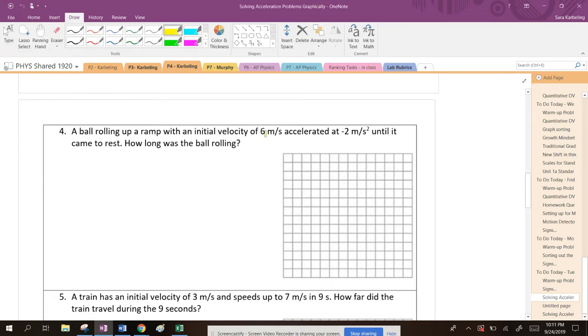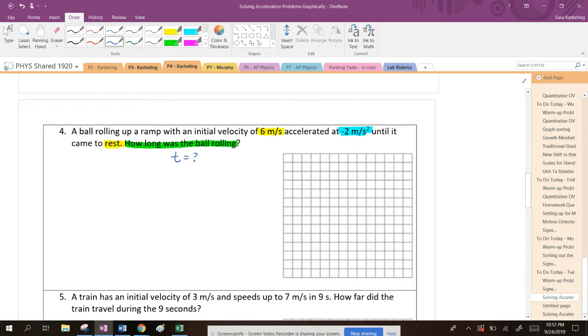So we need to look at what we've got. We've got 6 meters per second to start, and it says that it comes to rest. So we've got 2 velocities, and then we've got an acceleration of negative 2 meters per second squared. And the question now is asking how long was the ball rolling? So really what we're looking for in this problem is time. So we're going to graph it again to solve.